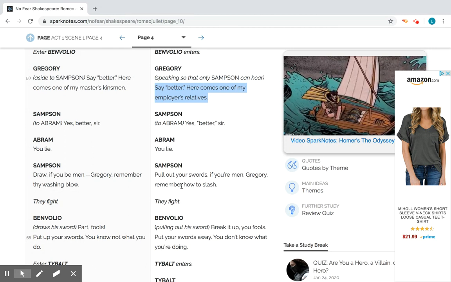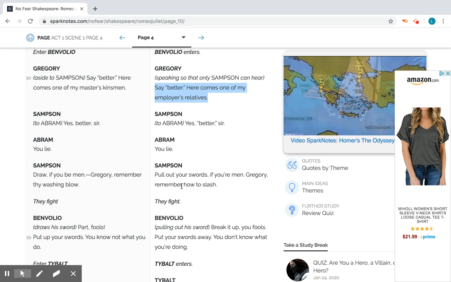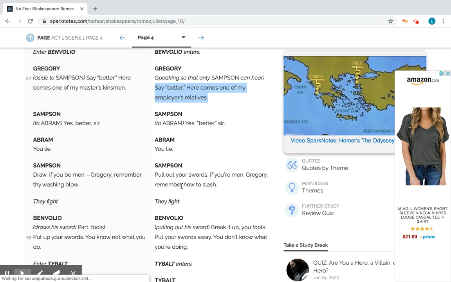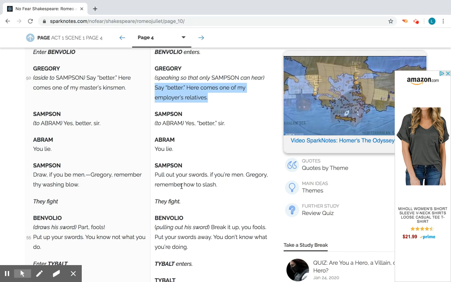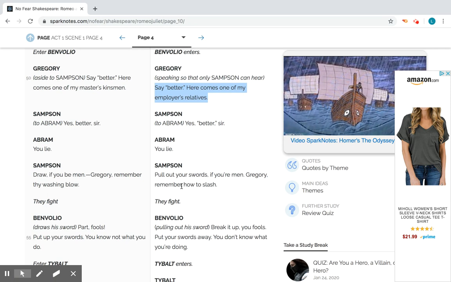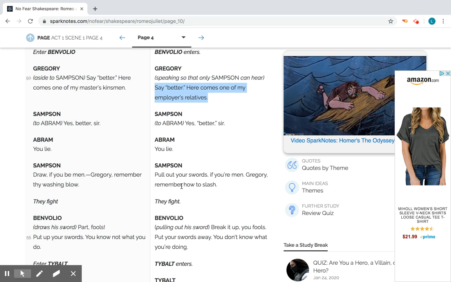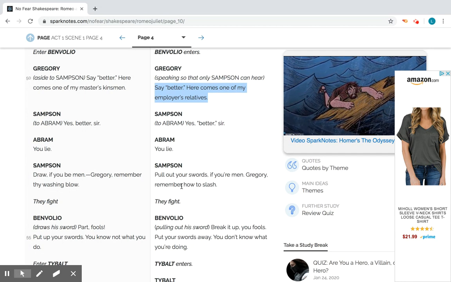That sounds like a pretty amazing fight there between the Montague servants and the Capulet servants. But here we have Benvolio enters, and if you look in your notes there on page 734, Benvolio is the nephew of Montague and a friend of Romeo. So he's pretty close to Romeo, and he's kind of the peacemaker here, and he's telling them to stop.